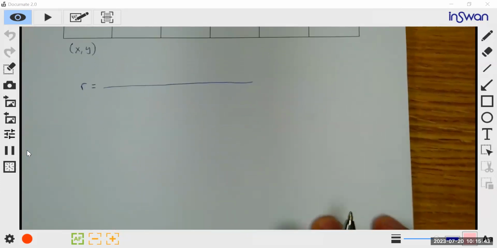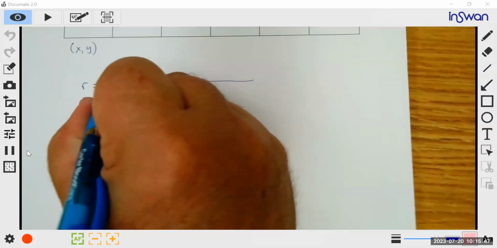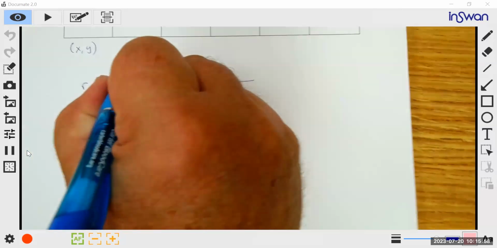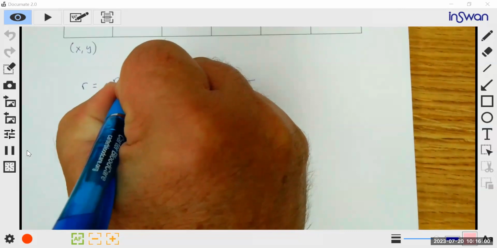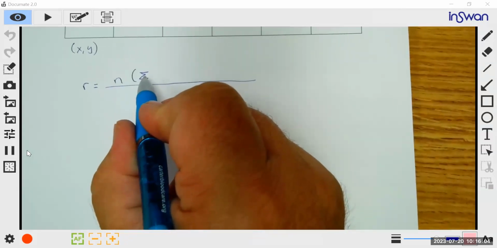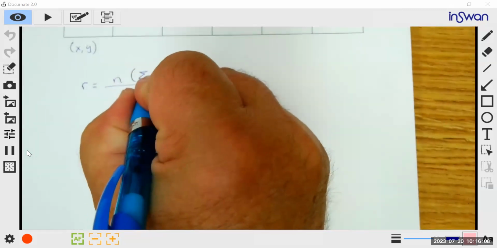What does n represent? The number of samples. n times, what does that symbol mean? Summation. So it means summation. That means add up whatever the next part is.